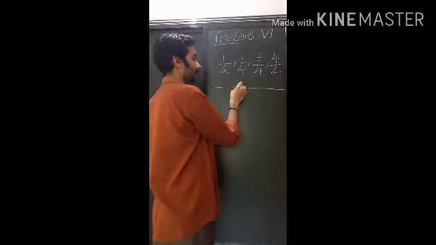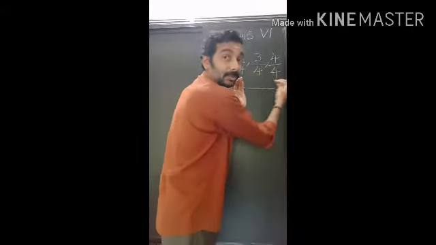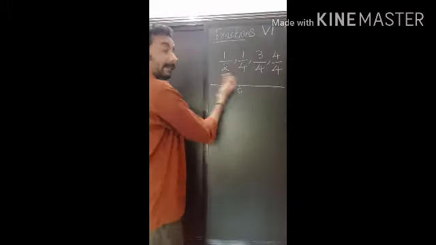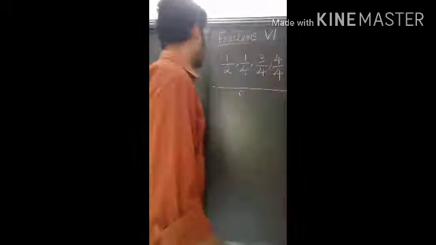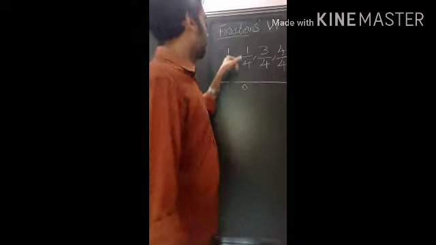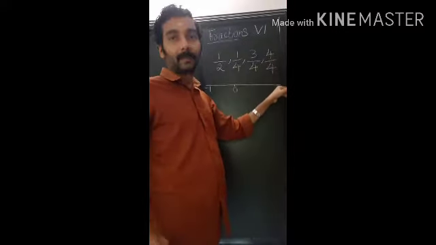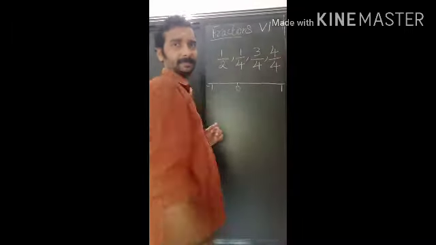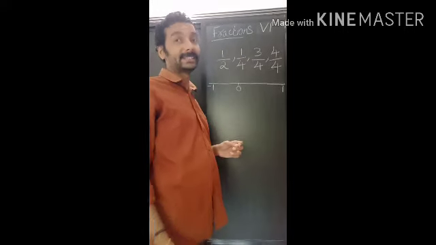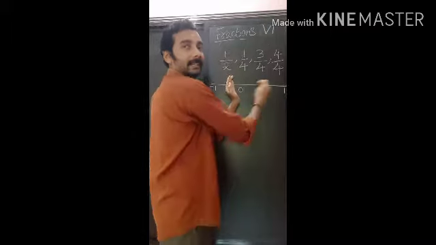First we draw a number line. This one is 0. The right side is positive and the left side is negative. We put -1 on the left. We know 1 by 2, 1 by 4, 3 by 4, 4 by 4 are less than 1, so they are positive fractions. In the previous class we studied the integers table. These values are located between 0 and 1.